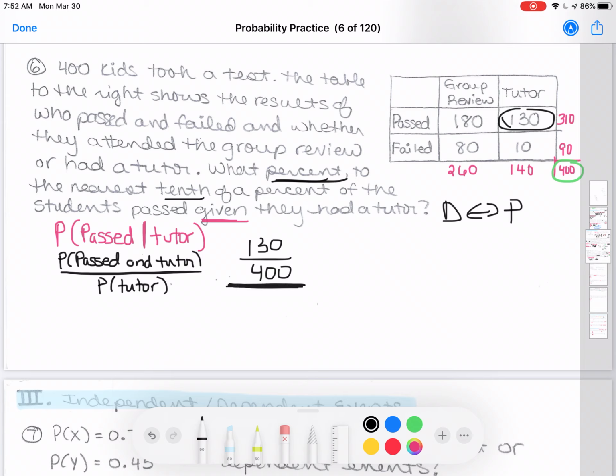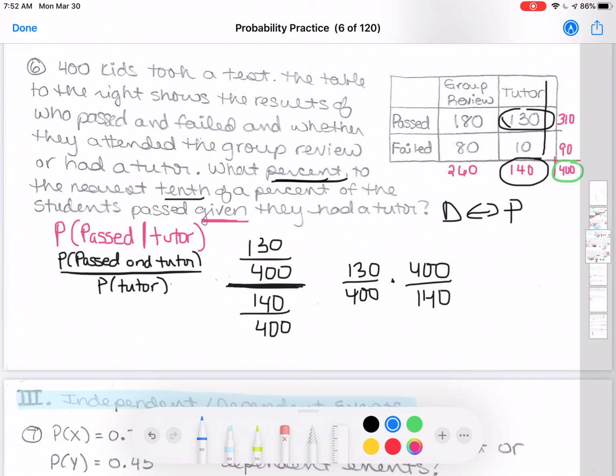probability of a tutor. So the probability of a tutor is 140 out of 400. And then a little top-bottom: keep the top, multiply by the reciprocal of the bottom. Goodbye, and we're left with 130 over 140.